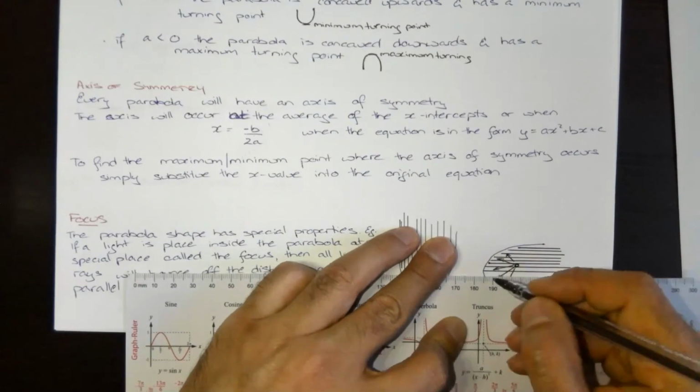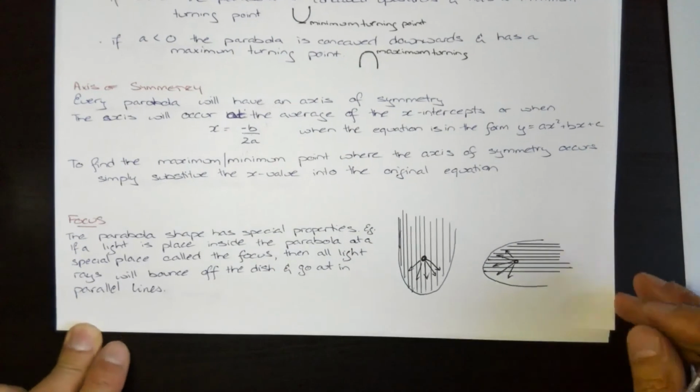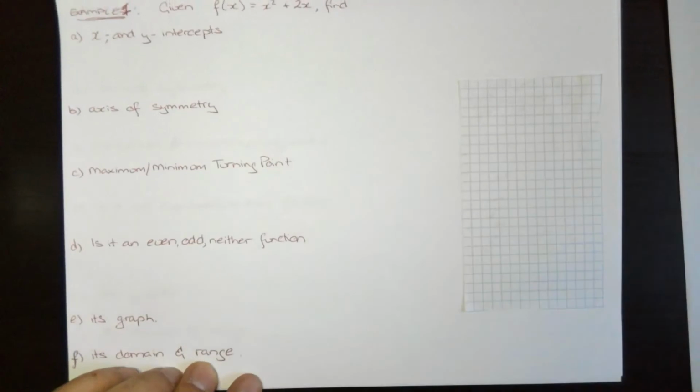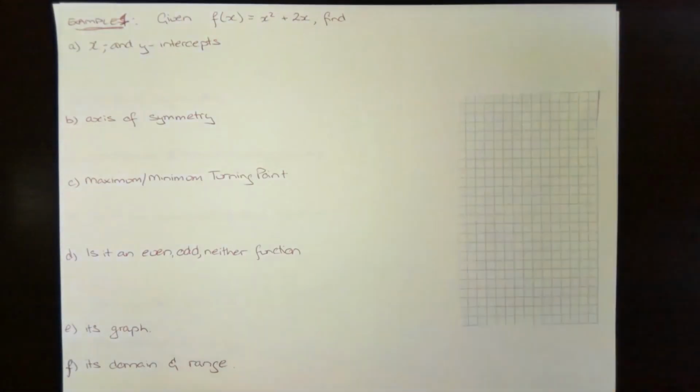And we will look at those special properties later on in the year. Okay, just an introduction. So, we're going to do a couple of examples. Given the function x squared plus 2x, we're going to find the x and y intercepts.